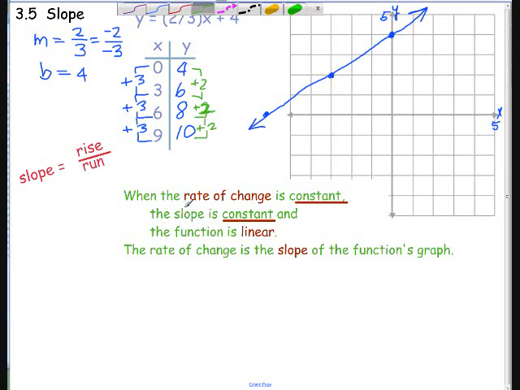This is something you can always look at to understand whether or not you have a linear function. When you have a linear function, you get a constant rate of change. That constant rate of change is expressed as the slope. We see it here, don't we? The change in y, positive 2. The change in x, a positive 3.